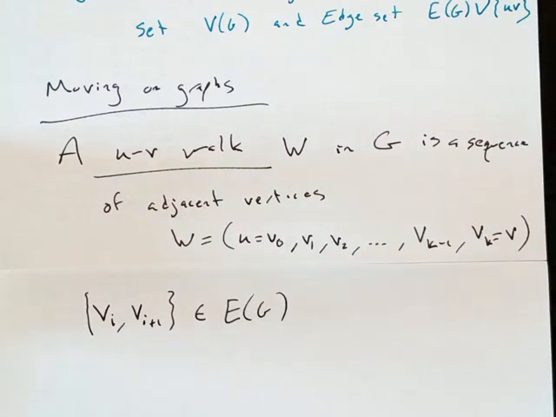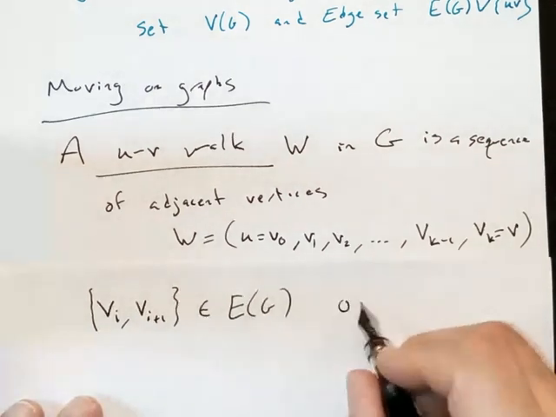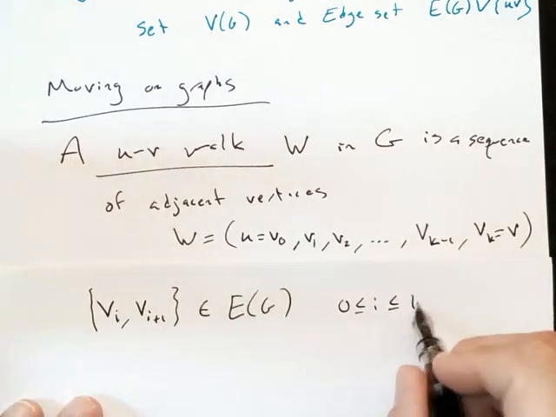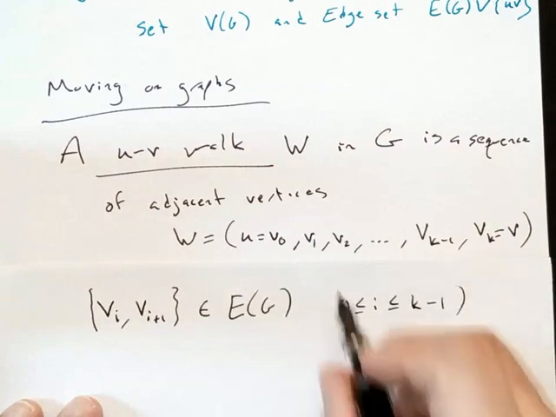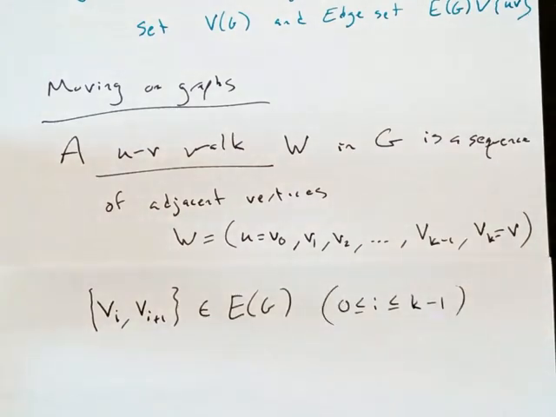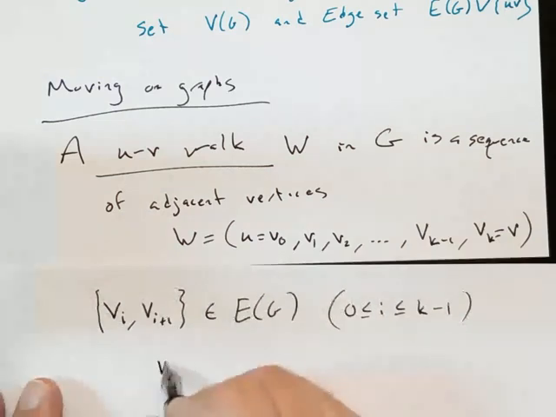The edge V_i, V_i plus 1 has to be part of my edge set for me to be able to do this. So the edge V0, V1, the edge V1, V2, the edge VK minus 1, VK. I don't have to worry about VK, VK plus 1. I didn't go any further than that. Each vertex lies on our walk or belongs to our walk.